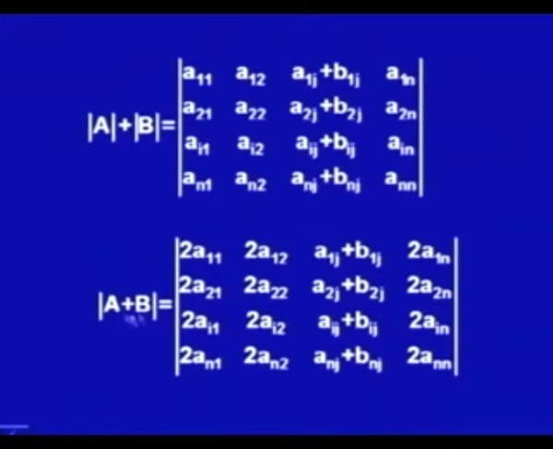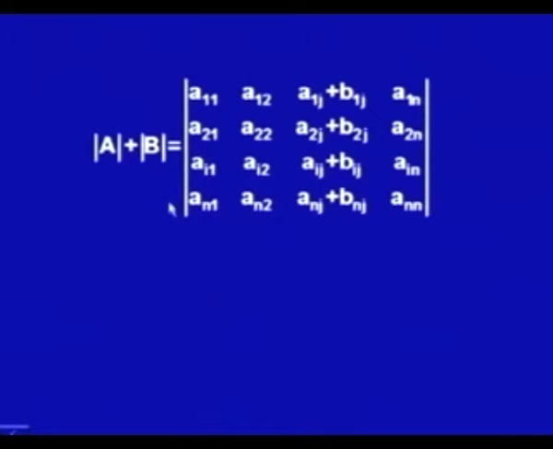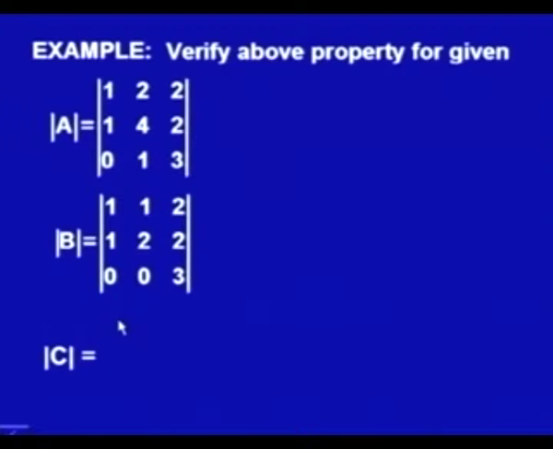What do we mean by this? This simply means that we first add the matrices and then take the determinant. So, if we first add the matrices, this is the resultant matrix, and taking the determinant we will get this. Since the elements are different, determinant of A plus determinant of B is not equal to determinant of A plus B. I can verify this with an example also.